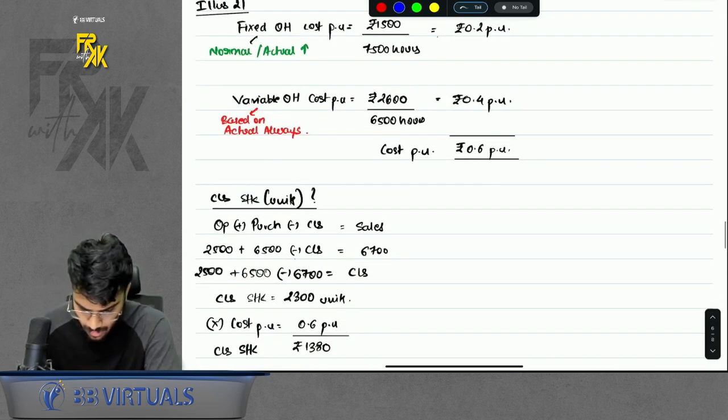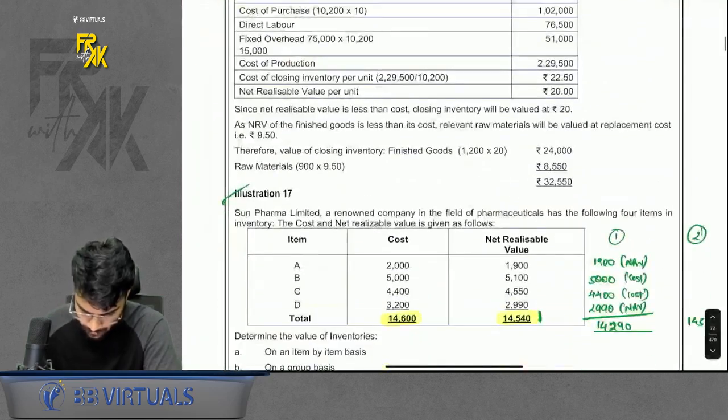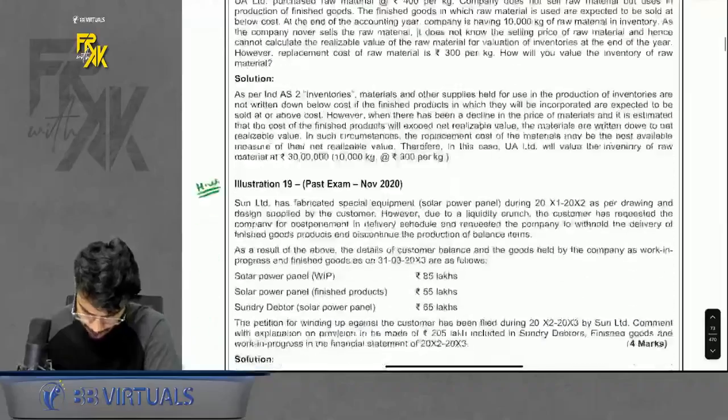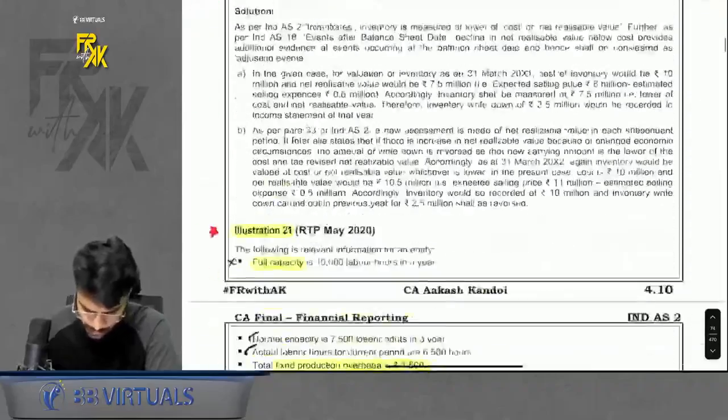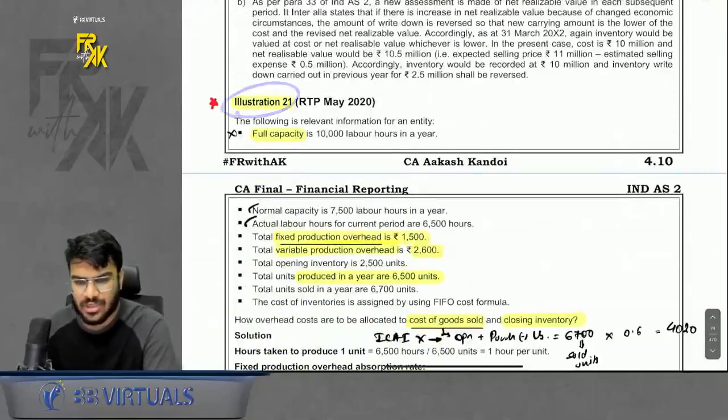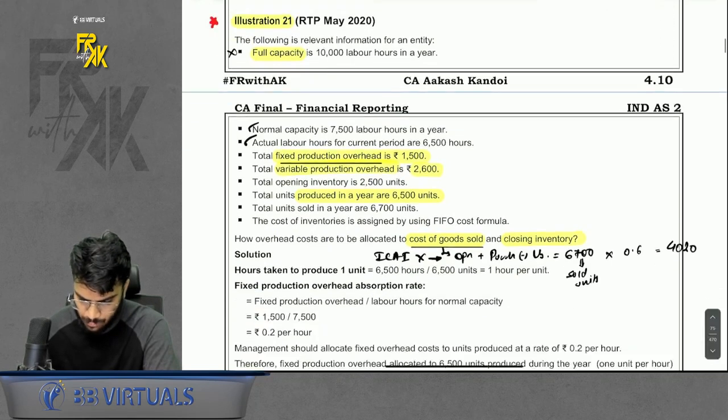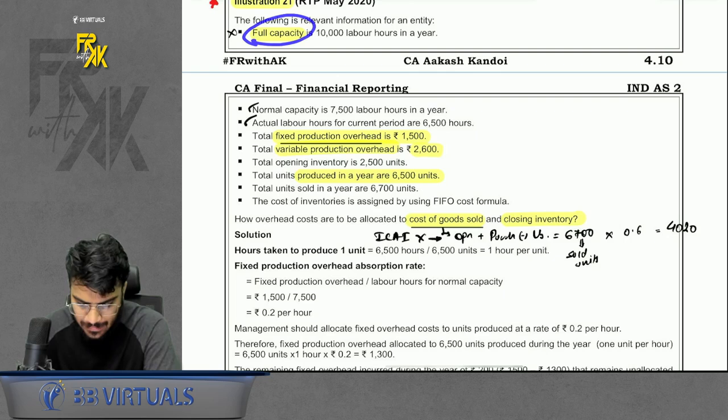Anyways, chalo. Then one more important question was illustration number 21. It is a good question. You can just refer. I will just give the basic calculation of it. So you are given full capacity, normal capacity, actual capacity. When full, normal, actual 3 are given, full is of no use.